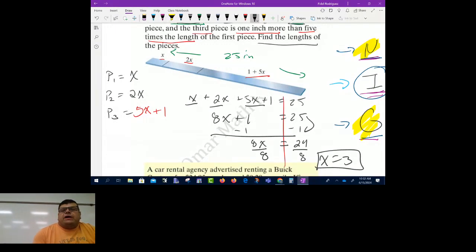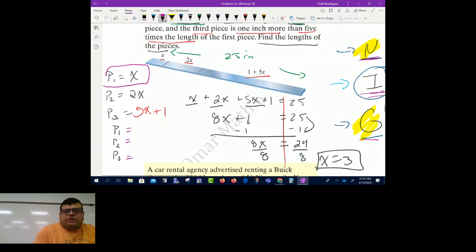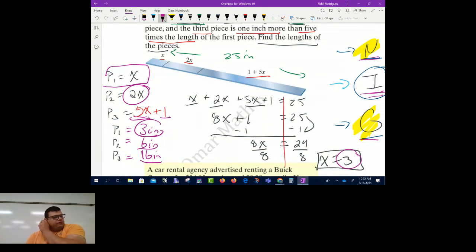can we find the lengths of the pieces? So look, piece 1, piece 2, piece 3, right? Okay, let's do this. Look, y'all, piece 1 was X, and we got X to be 3. So the first piece is 3 inches. The second one, y'all, is twice that amount. Well, if this one is 3 inches, twice that amount has to be 6 inches. Okay. The third one is 5 times whatever we got here. Well, 5 times 3 is 15. And then we're going to add one more, and that's going to be 16. So we found each of those three pieces, okay?